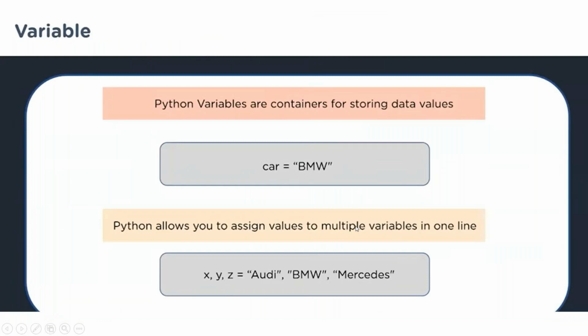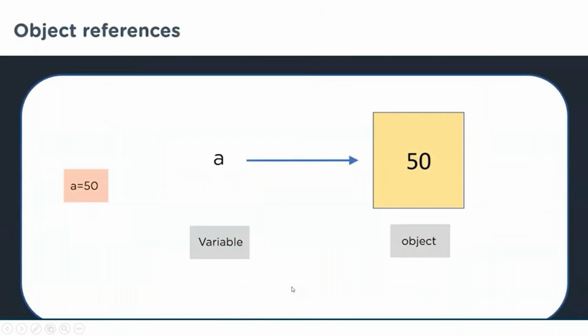This is a single variable with a single value, and this is multiple variables with multiple values. Look at this. One more thing: when you create a variable in Python, the memory location of the value is being created, not of the variable. What is the difference? I'll explain. Look at this PPT first.